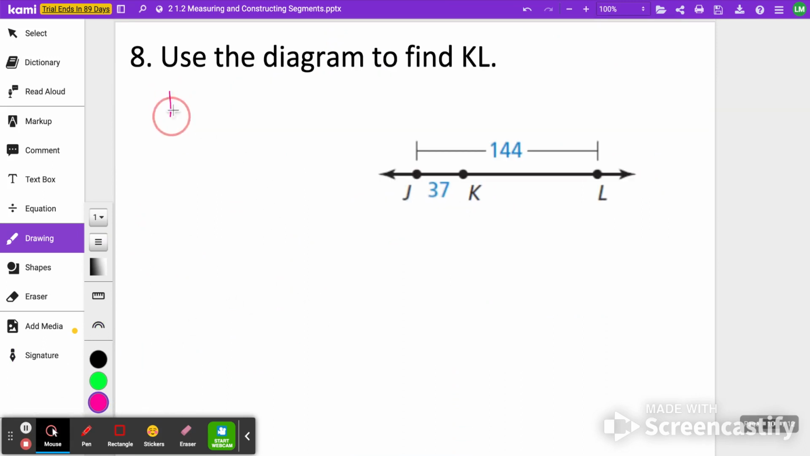Again, go ahead and take time now to pause the video, use this diagram to find KL, and when you're done, click play. So KL is pretty simple. You're just taking your 144, which is JL, and subtracting 37 from it, which is segment JK. So when you subtract those, you get 107.